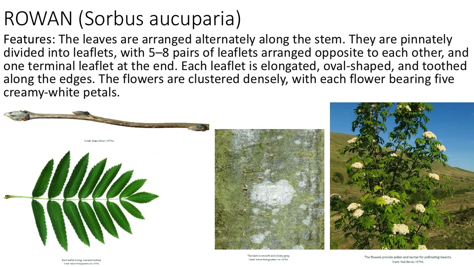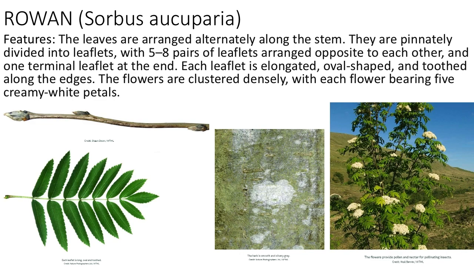Moving on to another one that people may have heard of, the rowan tree. So the key features of the rowan tree are that the leaves are arranged alternately along the stem. They are pinnately divided into leaflets, with 5 to 8 pairs of leaflets arranged opposite to each other and one terminal leaf at the end. So what you're seeing in the bottom left-hand corner is classed as one leaf, and it's divided into these pairs of leaflets. So we've got 1, 2, 3, 4, 5, 6, 7 pairs of leaflets arranged in this opposite formation, and then the terminal leaf in the example given in the bottom left-hand corner.